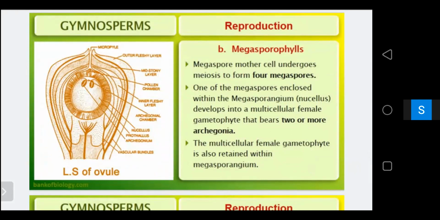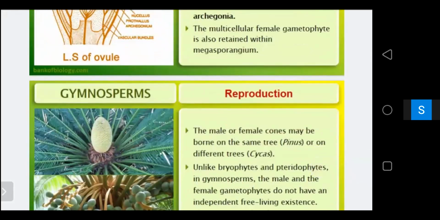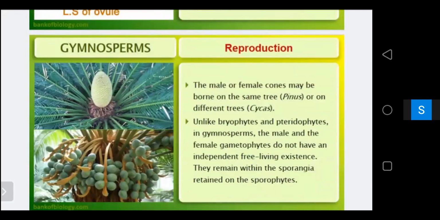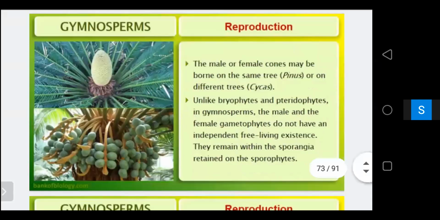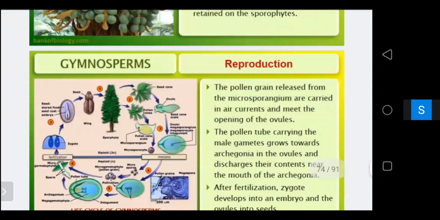How does fertilization take place? You know that air current is required for transport of male and female gametes. Here you can see, unlike bryophytes and pteridophytes, in gymnosperms the male and female gametes do not have an independent free living existence. They remain within the sporangia, retained on the sporophyte. The male gametes are carried to the archegonia in the ovule by means of a tube called the pollen tube, and discharge their contents near the mouth of the archegonia. This is called siphonogamy.